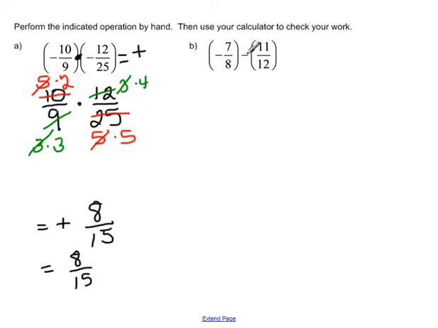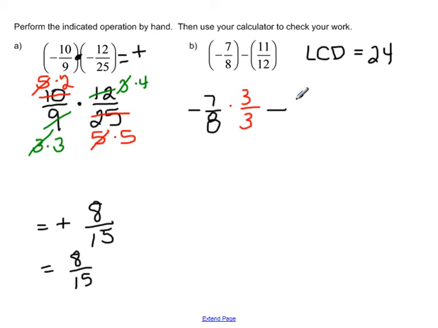Now the second problem, we have subtraction going on, and we know it's not multiplying because the subtraction sign is in between the parentheses. So if we're going to subtract, we're going to have to find an LCD whenever we add or subtract fractions. So for these two denominators, the 8 and the 12, the LCD is 24. So let's go ahead and build to the common denominator. So negative 7/8, we're going to have to multiply that by 3 over 3 because 8 times 3 is going to give me the 24 denominator. And if I multiply the denominator, the numerator has to get multiplied as well.